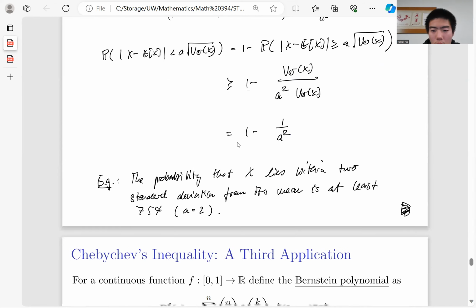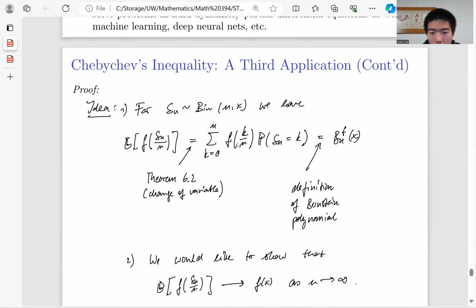If we divide Sn by n, that's the frequency of successes occurring. So the expected value of f(Sn/n) is equal to that, because we just move this term out, since it doesn't contain the other part. This is the polynomial, this is the probability, and this is the function.